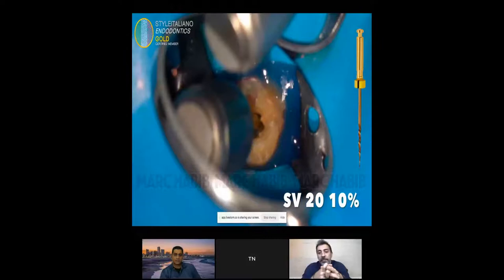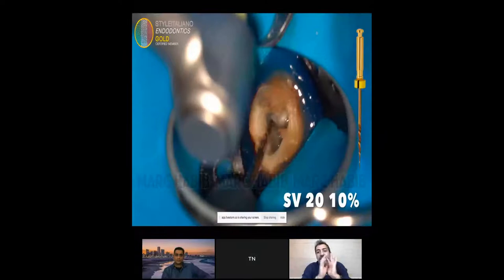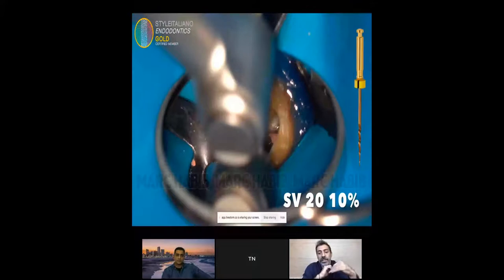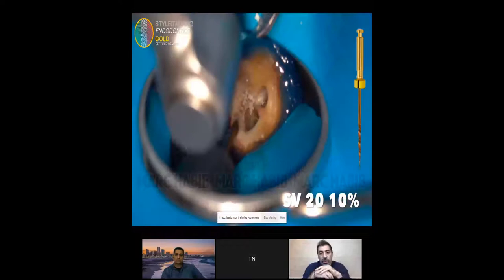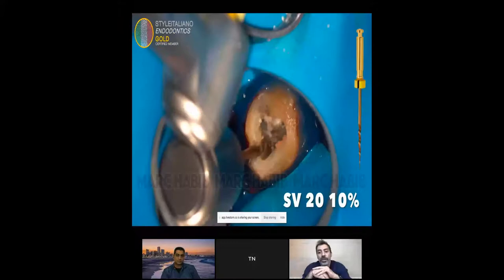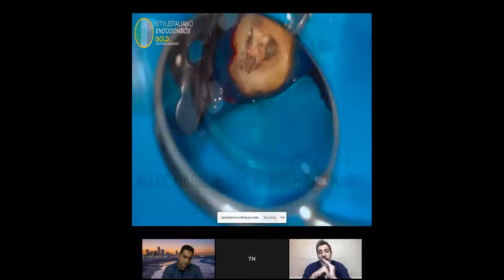I'm pre-flaring my palatal canal. You see, there's nothing that entered in this canal. It's still very narrow. I'm using the SD just to brush on the outer walls, the distal wall and the buccal wall. Distal buccal canal, distal wall, buccal canal, buccal wall. So I'm brushing and creating, removing my coronal interference. Here in the mesiobuccal canal, I'm doing the same, working on the mesial wall and on the buccal wall.